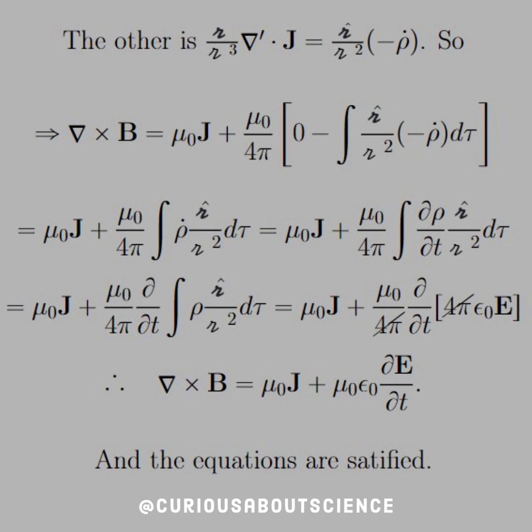That's awesome. We have to move the 4 pi epsilon naught over, but the integrals are the same. And so what we see here is that the 4 pi's cancel. We have a factor of epsilon naught, and the curl of B is equal to mu naught J plus mu naught epsilon naught dE/dt, and the equations are satisfied. That's wonderful. A little messy with the integration by parts, but everything else is awesome.